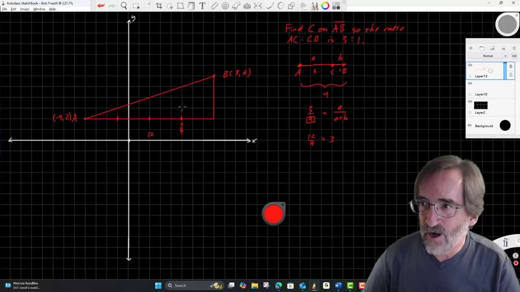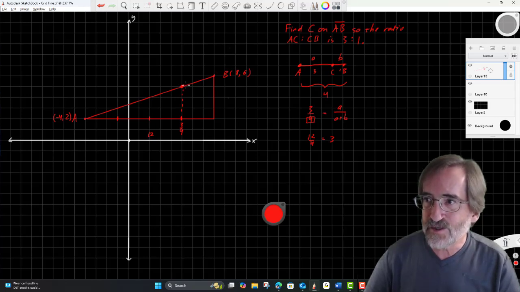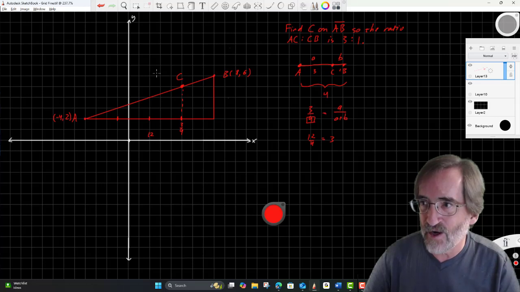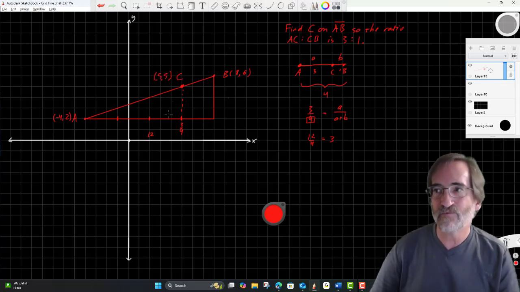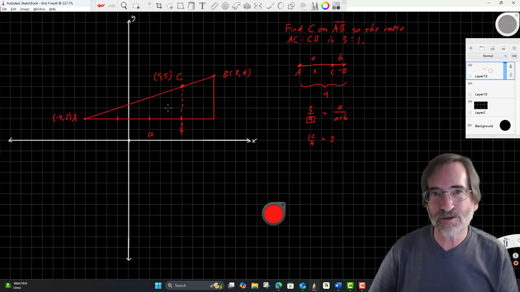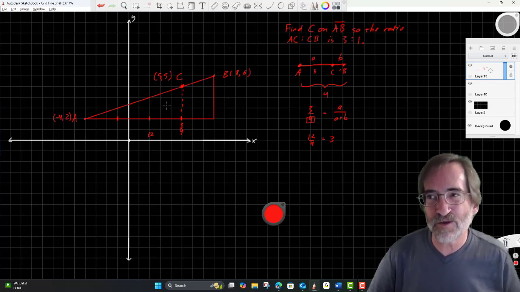And actually, I can now see where my coordinate is, and I can answer the question right away. Point C is going to be at (5, 5). So all that formula stuff really can be confusing, but this really hopefully isn't so terribly confusing if you follow the geometry.